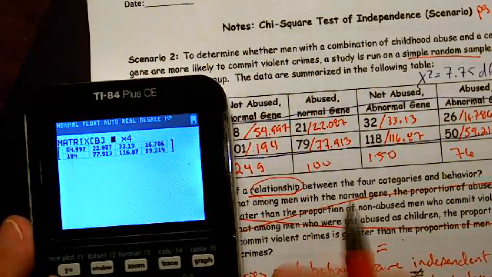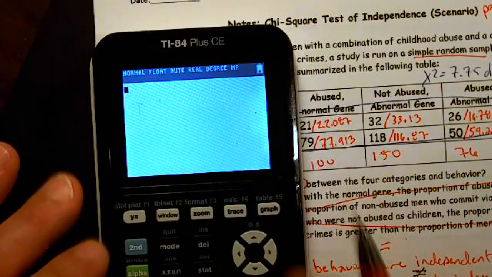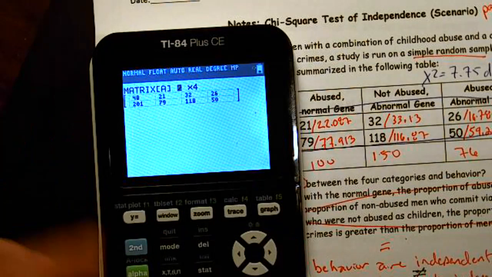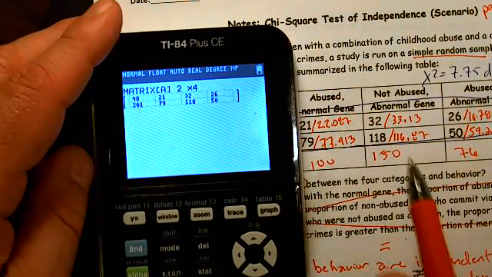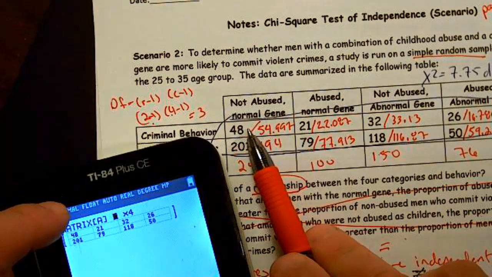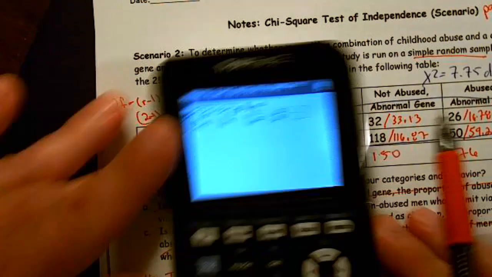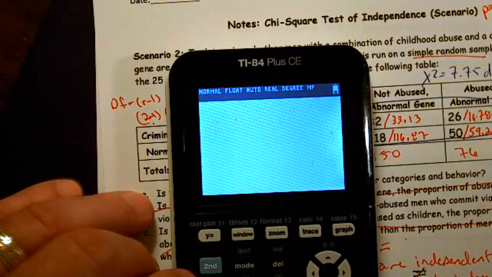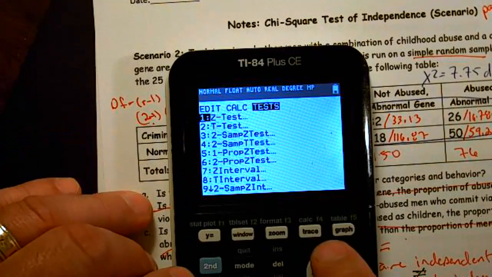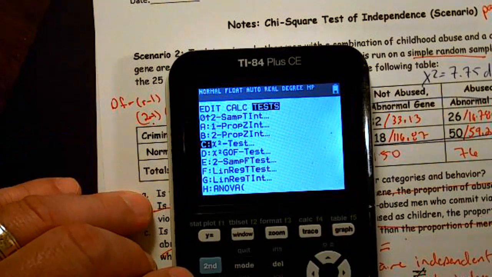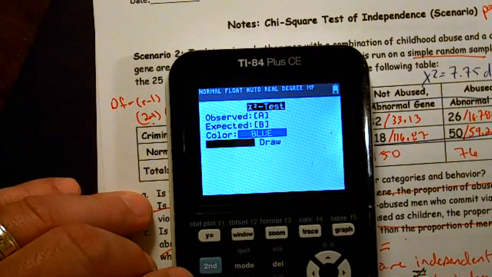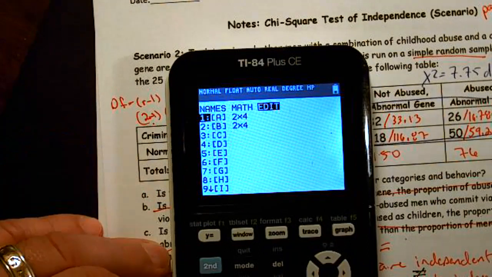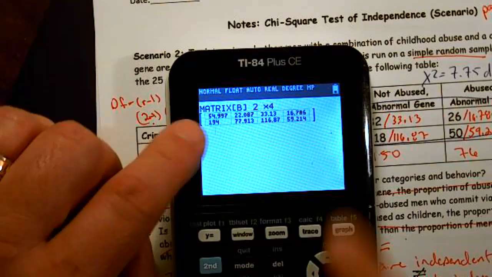All right, and once again, all I did was I went second quit and I went second matrix. And the first thing I did was enter my matrix. I entered the original values. I entered what we were supposed to get. Then I went second quit and I ran the test, stat test, chi-squared test, ran the test, pressed clear and went second matrix, and I re-entered the matrix, and there it was.